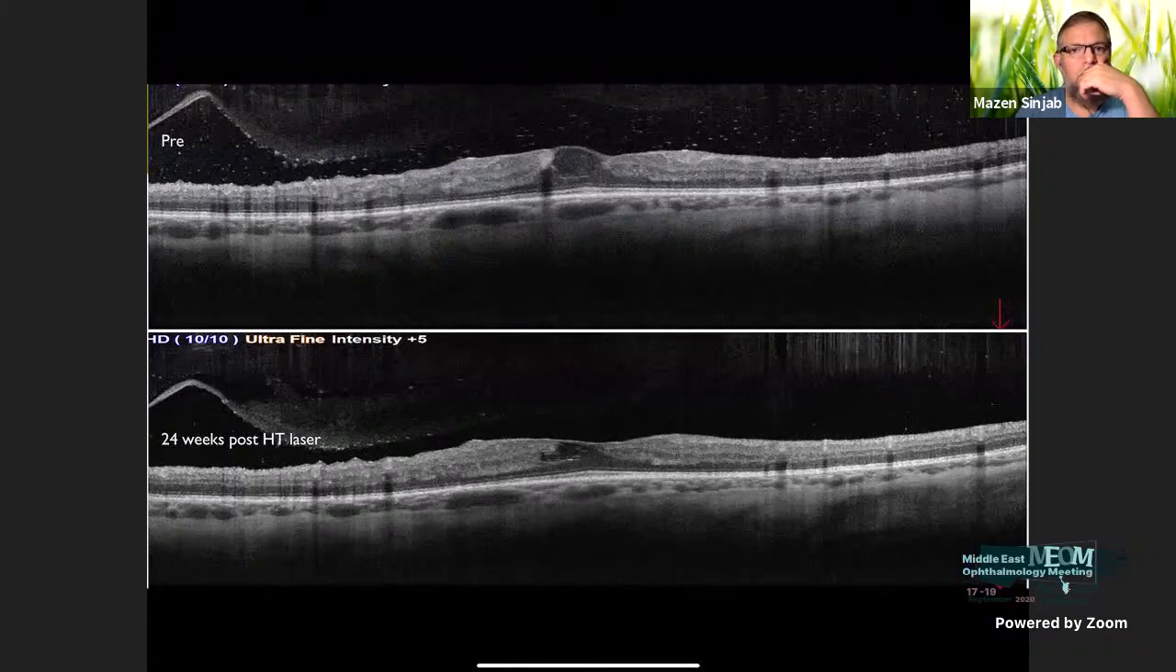After 24 weeks follow up, we see the resolution of heme because of the PRP application and reduction of central macular thickness due to the HD laser with a decrease in size of the cyst.